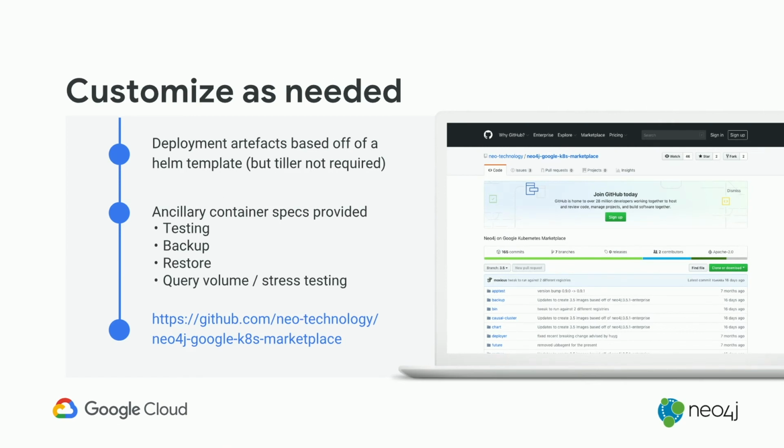Now, if the things that we've provided for you in the marketplace are not enough, you can customize any of this as you go. The GitHub repo that is linked here contains all of the original Helm charts that were used, as well as the ancillary containers, such as testing, backup, and restore, and some stress testing in there. So if you want to change the way Neo4j is configured, add your own plugin, all of that's possible by taking a look at that link and using the YAML that you'll find there.